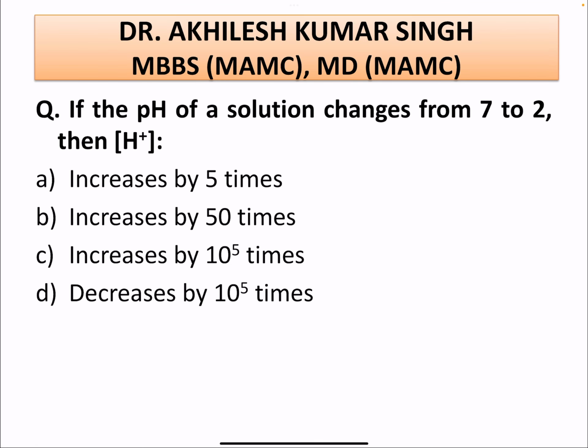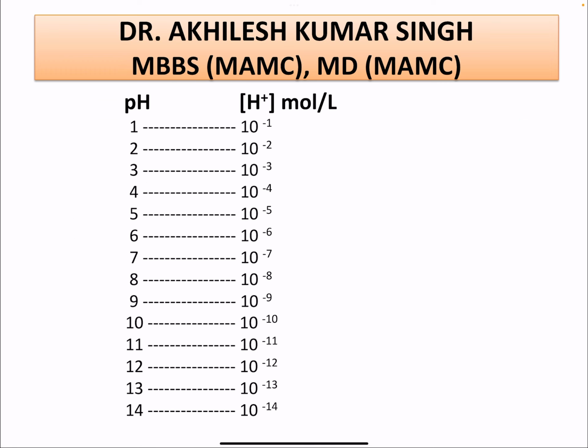The first question is, if the pH of a solution changes from 7 to 2, then the concentration of hydrogen ion will increase or decrease, and if it increases or decreases, by how many times? To solve this question, we need the knowledge of this table. You can see in this table that it is written as the pH scale. The pH scale is from 1 to 14, and the corresponding hydrogen ion concentration is mentioned against these pH values.